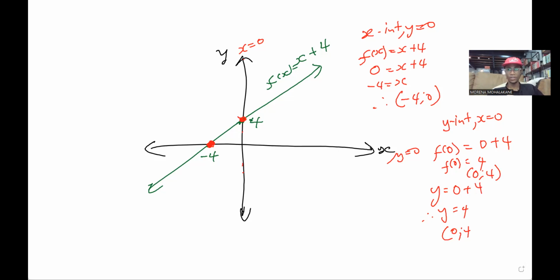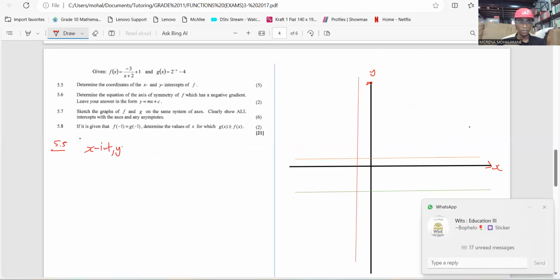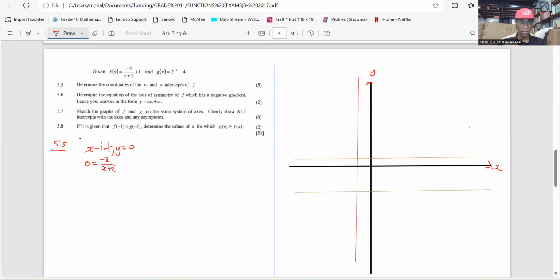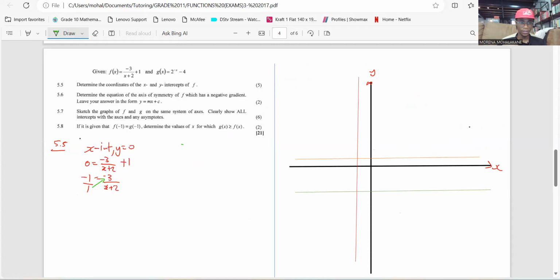Now let's get to the questions from the exam. Right, that's the hyperbola. I gave an example using a straight line. The same thing. So x-intercept, the value of y has to be equal to 0. So I have 0 equal to -3 all over x plus 2, plus 1. So -1 is equal to -3 all over x plus 2. Then this is all over 1. I cross multiply. Right? Cross multiply. That's the simplest way to solve this.